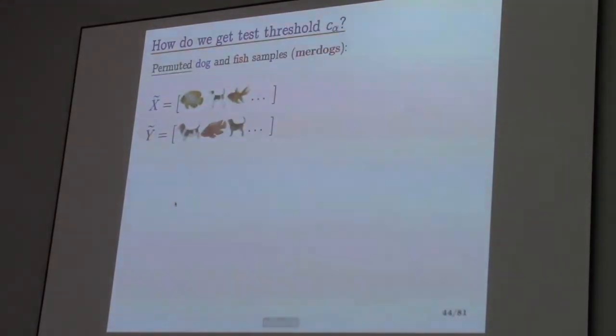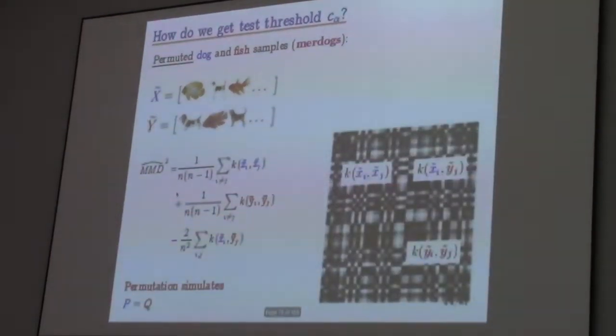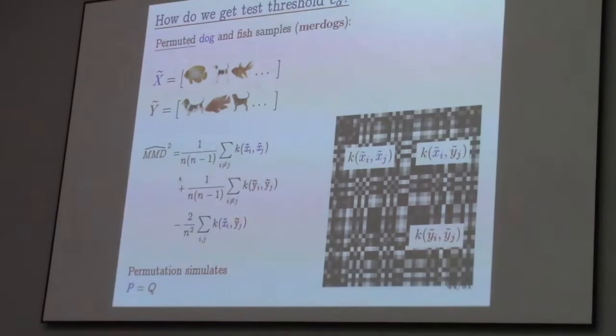I can shuffle my data, right? So I can take all my data, put it in a bag, take half of the bag and call it P, half of the bag and call it Q. So I'm doing the shuffling without replacement. So here we're getting like merdogs, which is sort of half fish and half dogs. Okay? Now what is the matrix of kernels for merdogs?